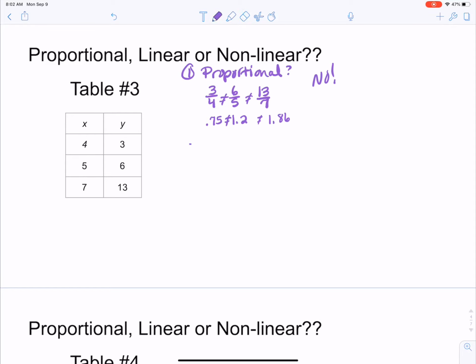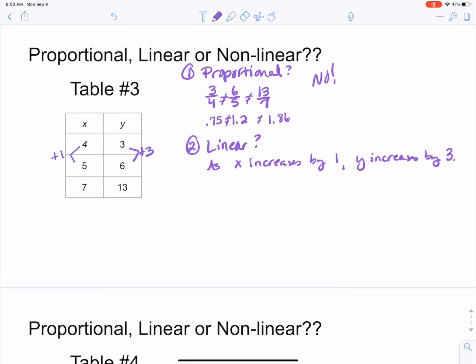Now the question is, is it linear? And if it's linear, then we can start to look at, is there a constant rate of change? So here, x is increasing by 1. So as x increases by 1, y increases by, if we look at our y's, it increased by 3. We need to do a little more exploring, right? So what happens here? Well, x increases by 2. And when x increased by 2, y increased by 7.